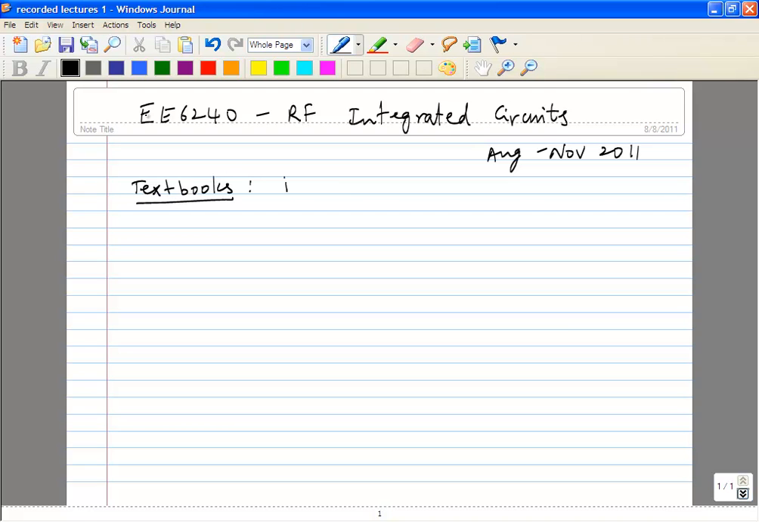So we'll primarily rely on two textbooks. The first one is called RF Microelectronics. This is very useful for systems and radio architectures. This book is written by a professor called Behzad Razavi from UCLA and is published by Prentice Hall.